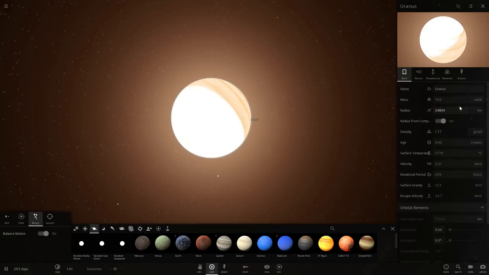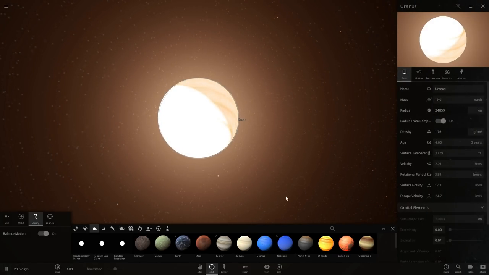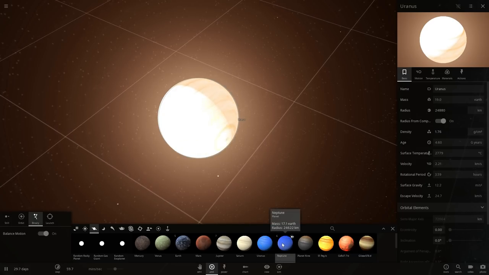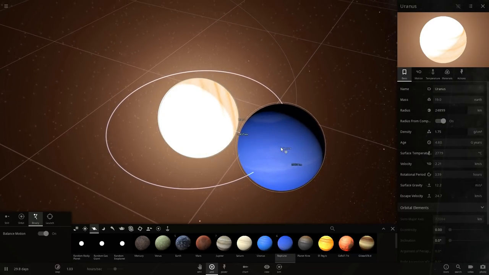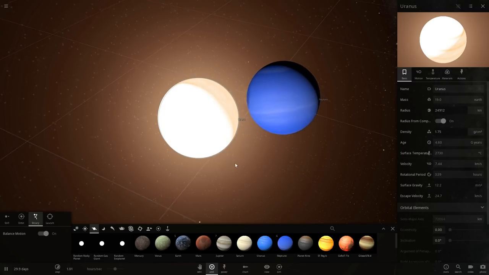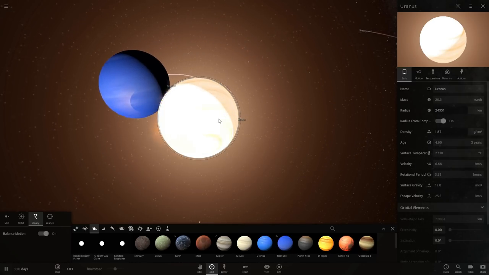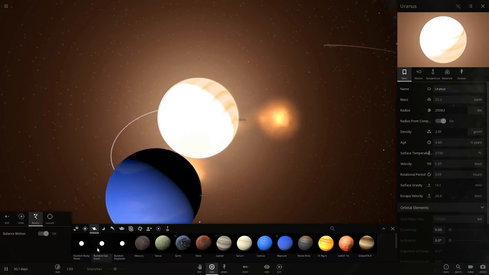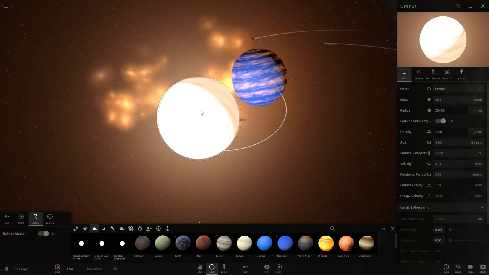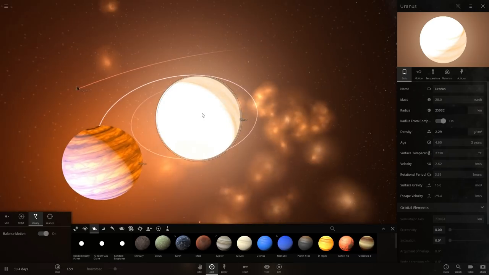This now has close to about 19 Earths, whereas Neptune only has about 17 Earths. So it's very, very likely that Uranus is probably going to win this. Yes, and it is winning because it absorbs so many other planets.